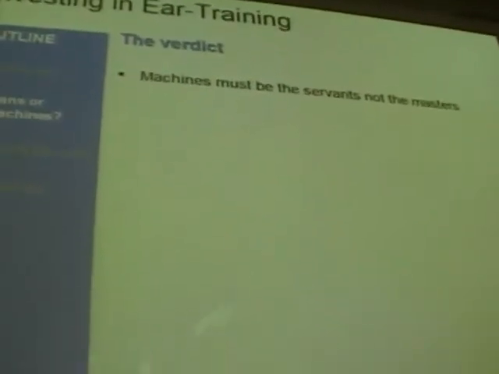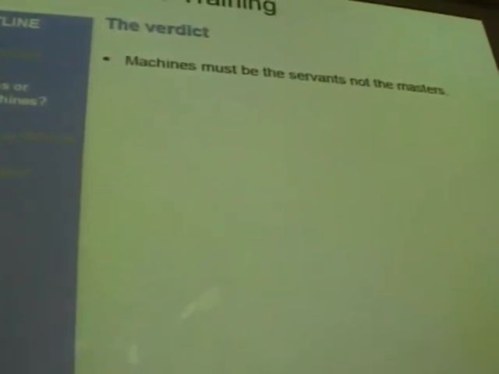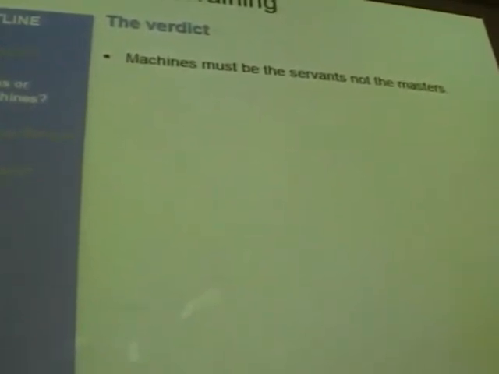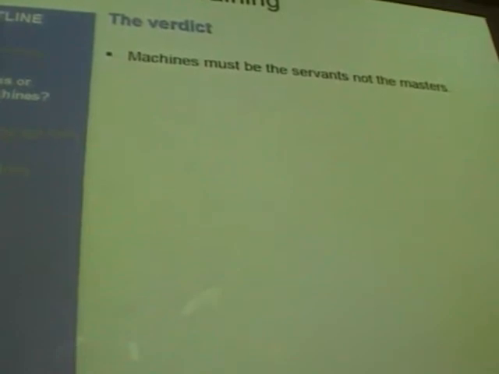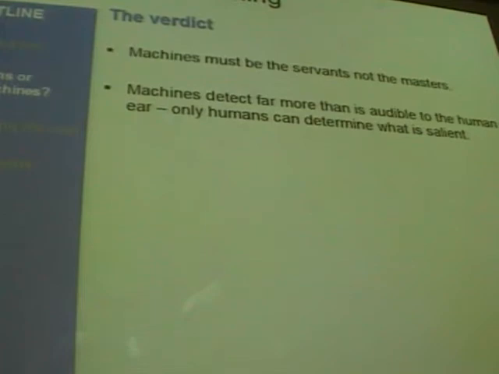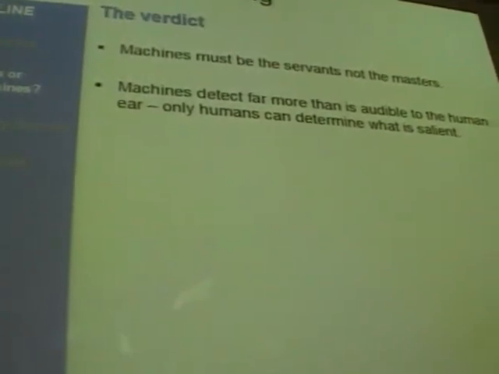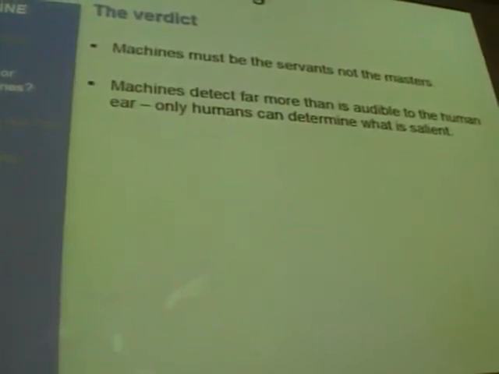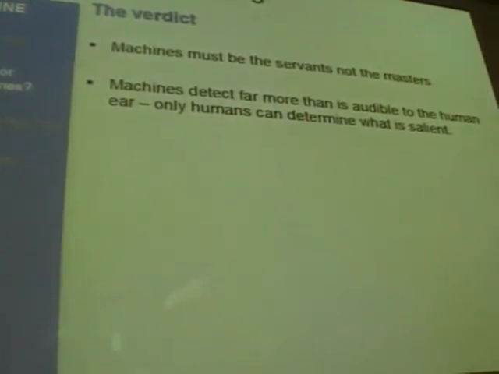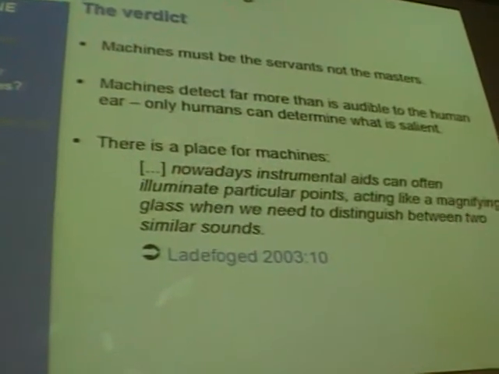My verdict is that there is a place for machines, but machines must be the servant and not the master. What we're looking for is some kind of compromise, and we're looking to benefit from the new technology, not have it rule our lives. Machines, for example, detect far more than is audible to the human ear. And it's only the properly trained human ear at the end of the day that can tell us what of all that stuff that's detected is actually salient. So there's a place for machines.